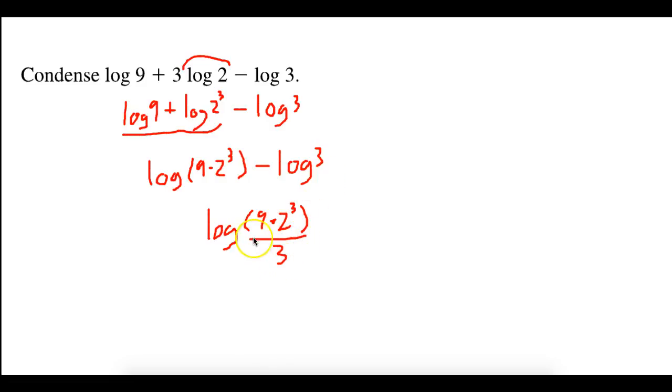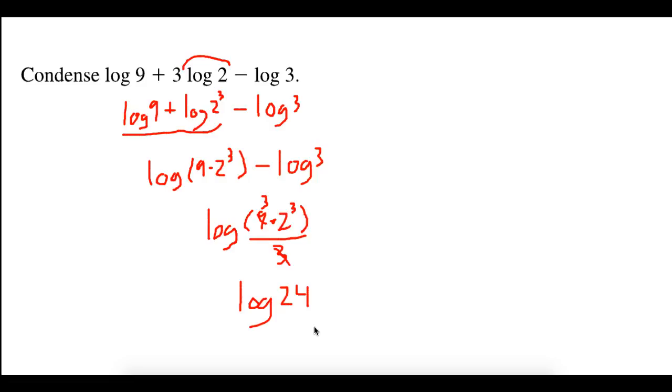Now, we wouldn't leave it like this. We would want to simplify. So the 9 over 3 cancels out to 3. So now we've got log of 3 times 2 to the third, which is just the log of 3 times 8, which is 24. So this whole thing simplifies down to just the log of 24. Very easy, very straightforward. Again, you're just working backwards on what you did before.